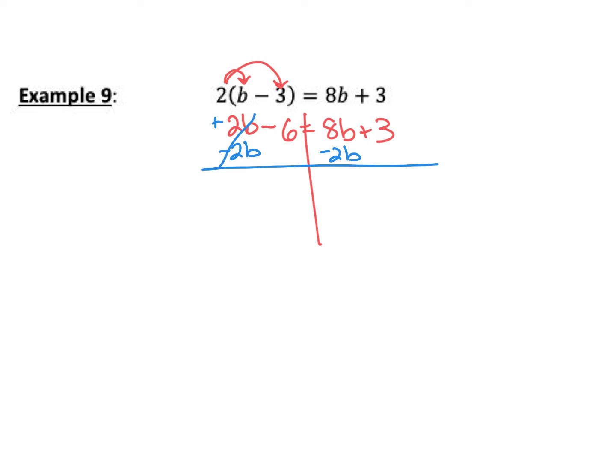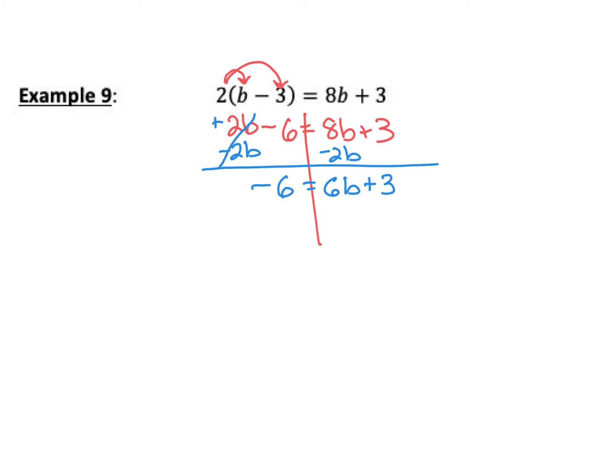So positive 2b, negative 2b, they make 0. Leaves negative 6 by himself. 8 minus 2 is 6b, and then plus 3. So now I'm going to go ahead, I want to combine like terms. I want to make them so they're on the same side, right?